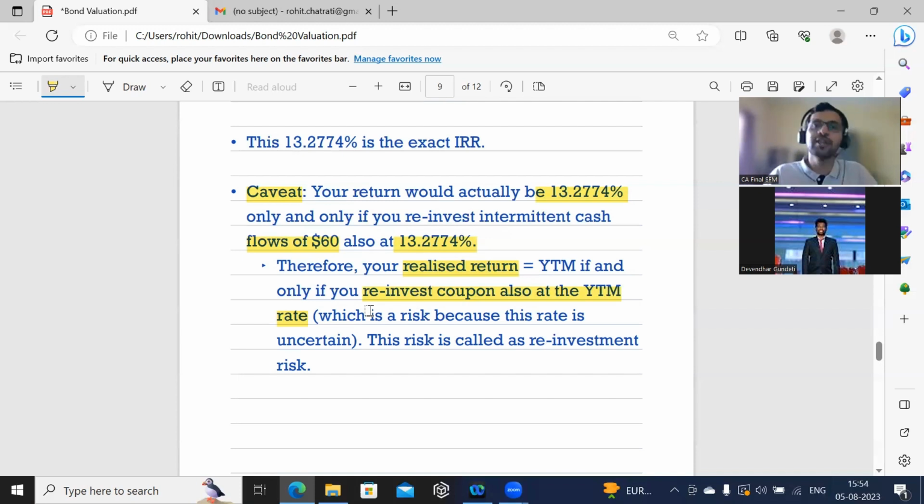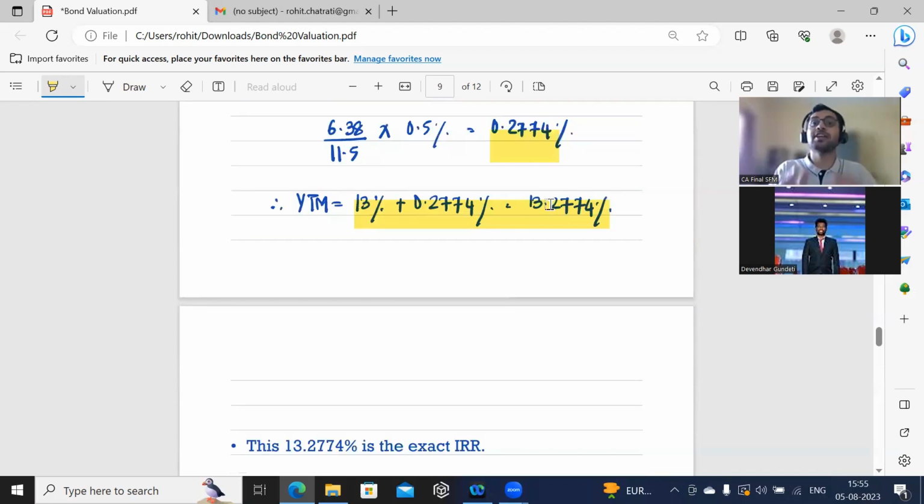I'm repeating myself. Whether your actual return will be equal to YTM or not depends on whether you're able to reinvest the coupon that you're receiving at the YTM rate itself. Because there is uncertainty in it, when you buy a bond today, you are very happy that you got a bond with a YTM of 13.27. But you shouldn't dance today, because in this 13.27 percent YTM there is a risk as to whether you will be able to reinvest your coupon of $120 at the same rate or not. If you're not able to reinvest the coupon at 13.27 percent, your realized return will be less than the YTM that we have calculated.